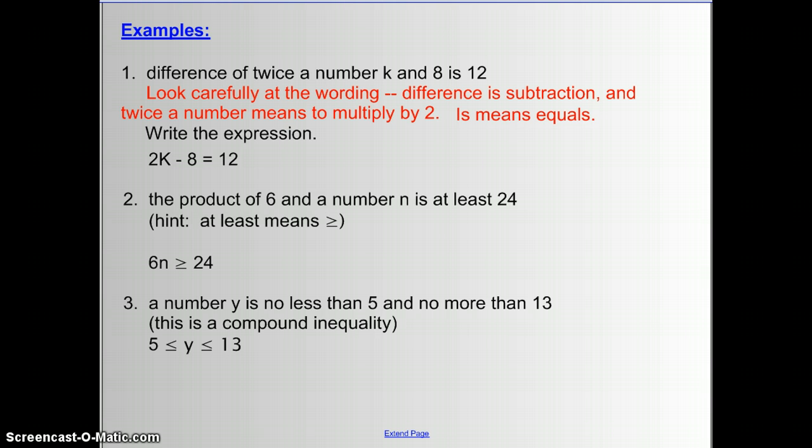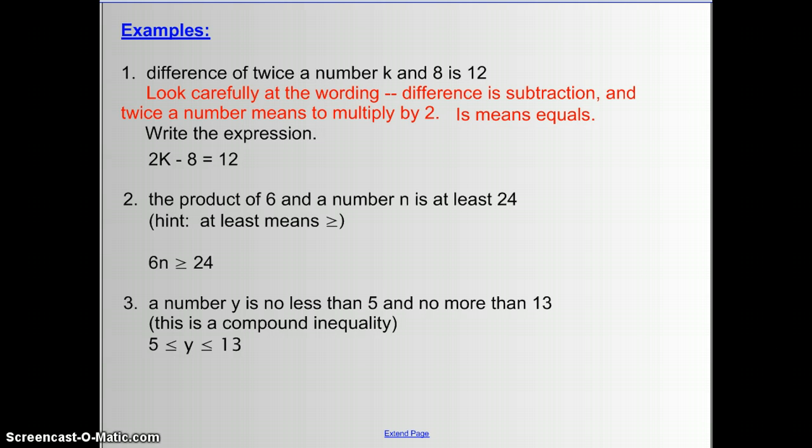In number 2, the product of 6 and a number n is at least 24. At least 24 means it's 24 or greater. It could be more than 24. Okay? So at least always means greater than or equal to. So in this case, the product of 6 and a number, product is multiplication, so this becomes 6n. And because it says is at least, that's greater than or equal to the number that's given, 24.